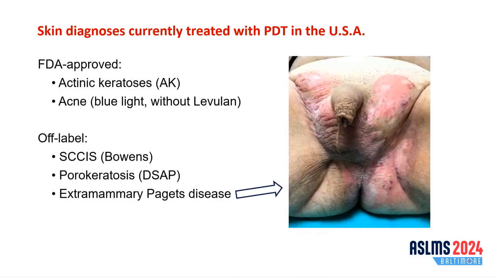So here's an example of one of our patients who has extramammary Paget's, which is an intraepithelial tumor around genital mucous membrane areas. And in this case, to save the patient from more disfiguring surgery, we've been using PDT to keep it in check, and it's been quite helpful.